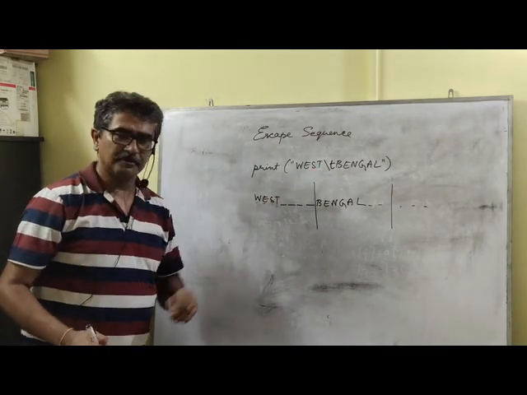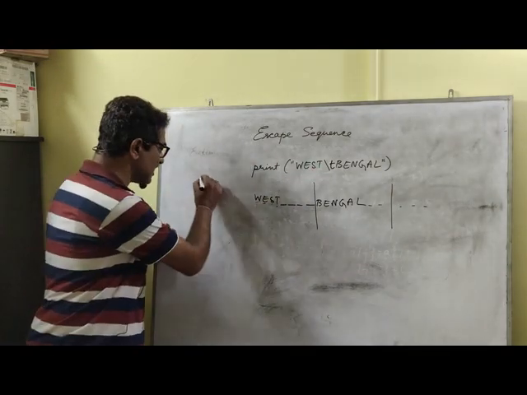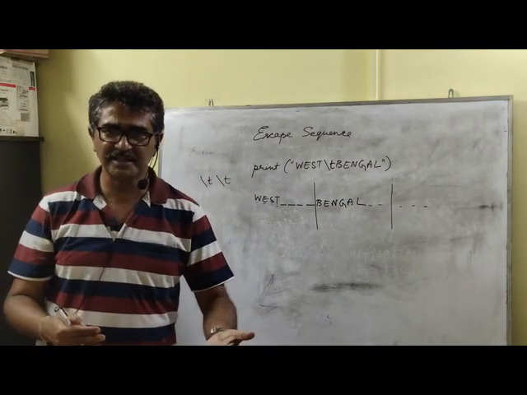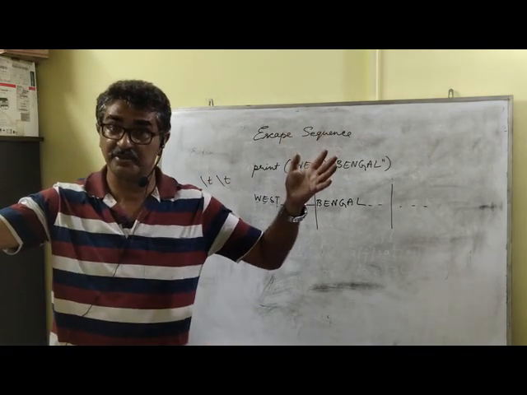You can have double \t also. You can write \t \t. So every time you do that, it's going to leave 8 spaces over there. So total 16 spaces is going to be left.